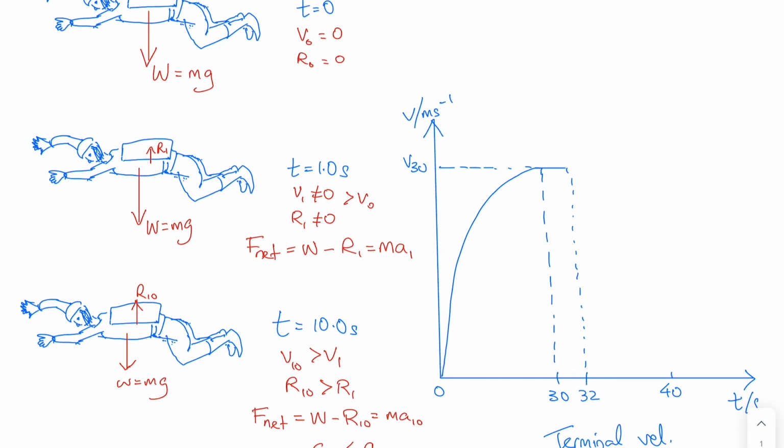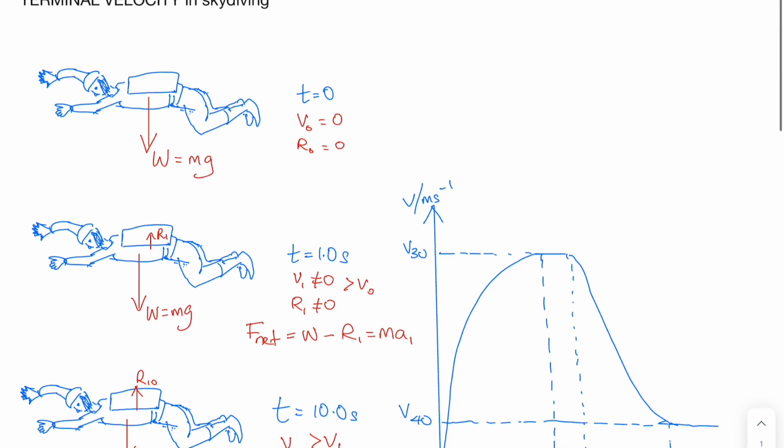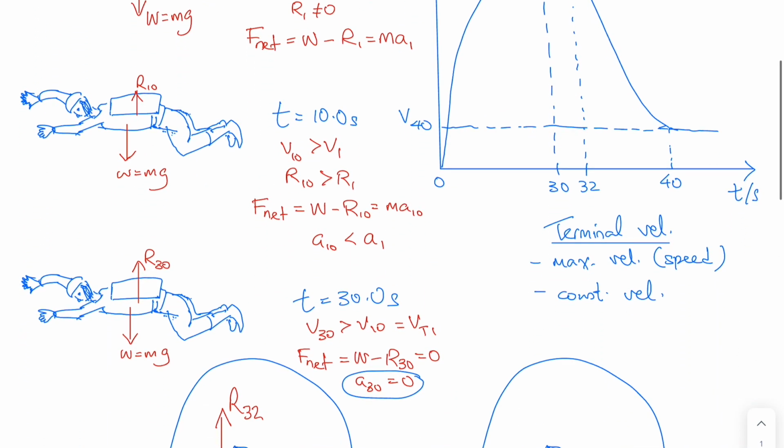So here, how would the graph look? So it starts to decelerate. At time t equals 40 seconds, it will be V40, it reaches a new terminal velocity. So this is the new terminal velocity for a safe landing. So I hope this clarifies the process of skydiving with regards to terminal velocity.